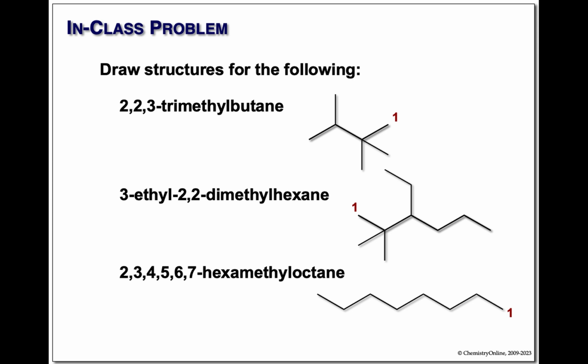Now we're going to have 6 methyl groups on this compound. And they will be at carbons 2, 3, 4, 5, 6, and 7. And they would look like this. 2, 3, 4, 5, 6, 7-hexamethyl octane.